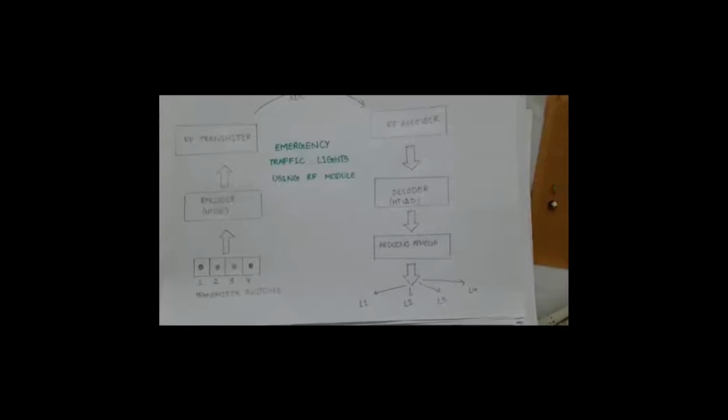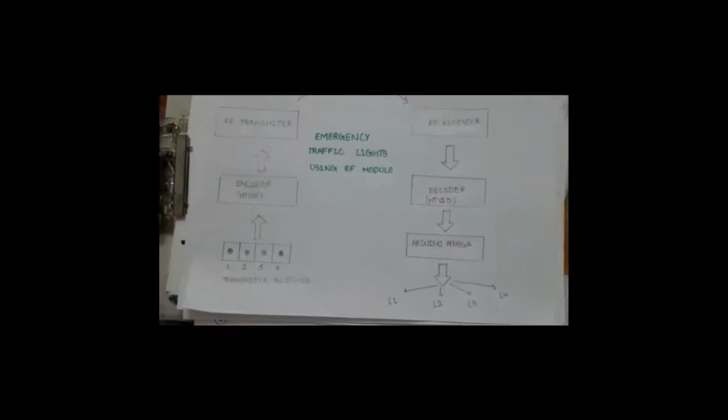In FSK, the digital signal modifies the frequency of the carrier wave. PSK, that is phase shift keying, works by modifying the phase of the carrier, and ASK works by modifying the amplitude of the carrier wave. So we will use ASK.